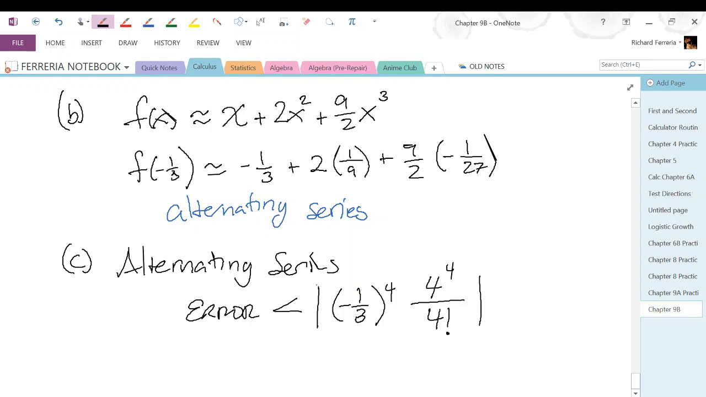That's it. The justification is that this is an alternating series. Alternating series error is always smaller than the first unused term. And that's it.